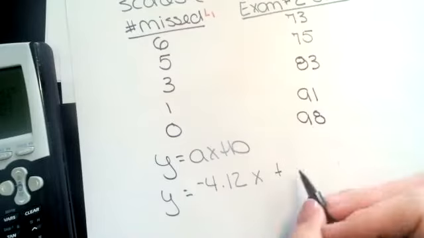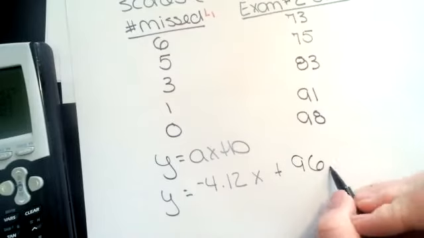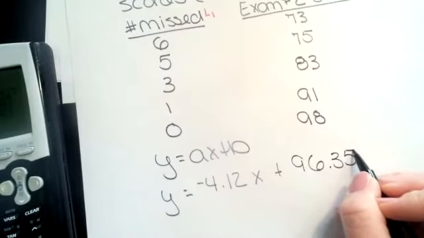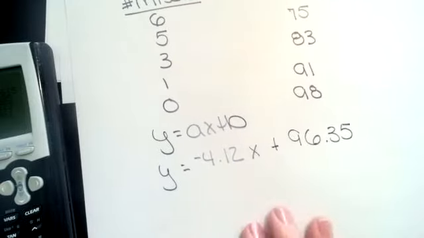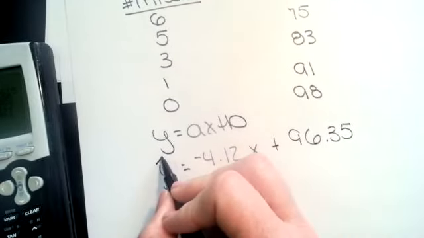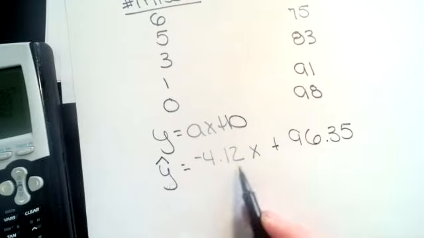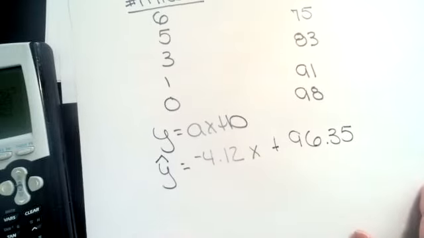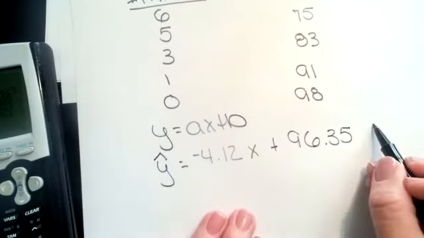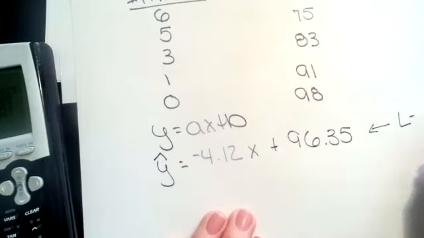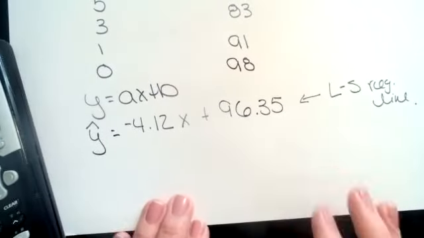And I have 96.35 here. And really, I don't even want to use y. I'm going to use y hat, because remember, this is my line to predict with, right? This is the equation of my least squares regression line. This is the least squares regression line. And this line I use to predict values.